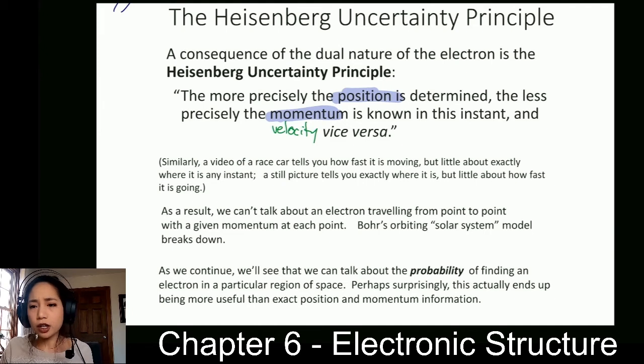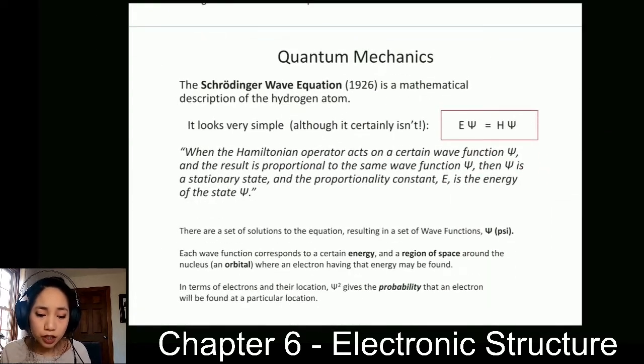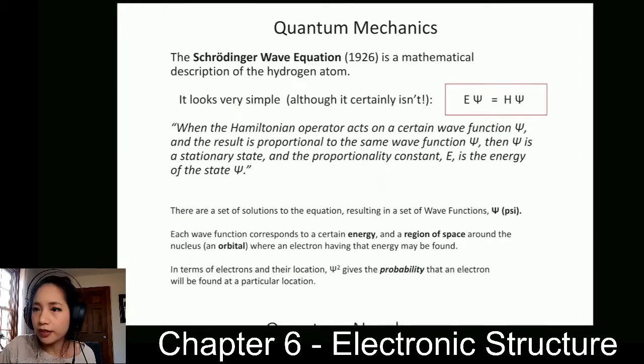If you think of s orbitals and p orbitals, which we'll talk about later, this is the probability of finding an electron in that space. And it all comes from the Heisenberg uncertainty principle and quantum mechanics. We can use quantum mechanics to solve for the probability of finding an electron in a certain space. This is how we get the different shapes of the orbitals.